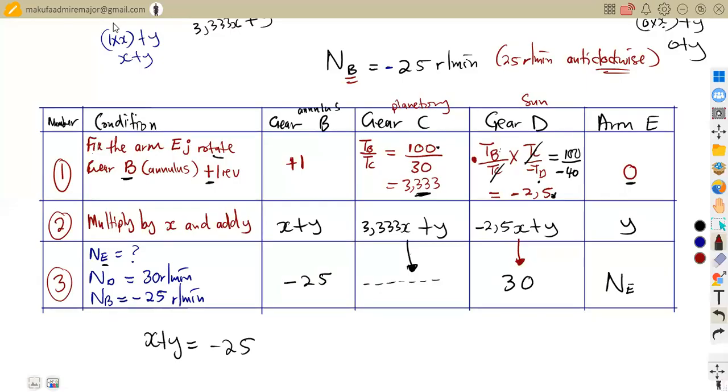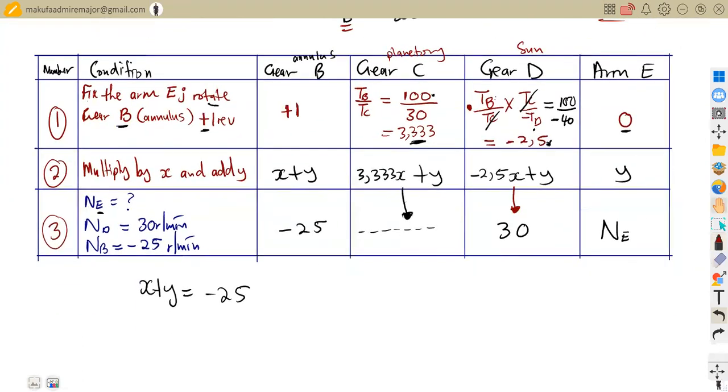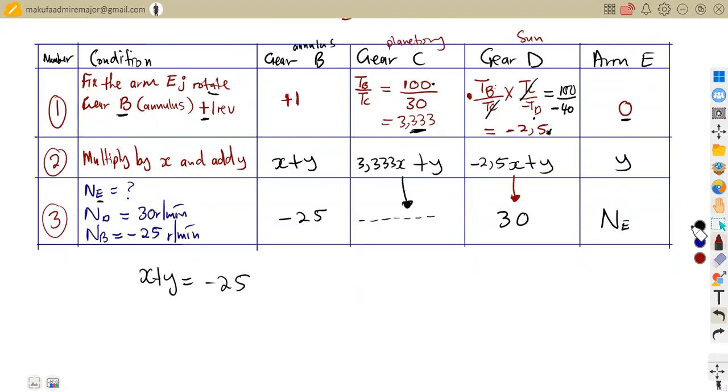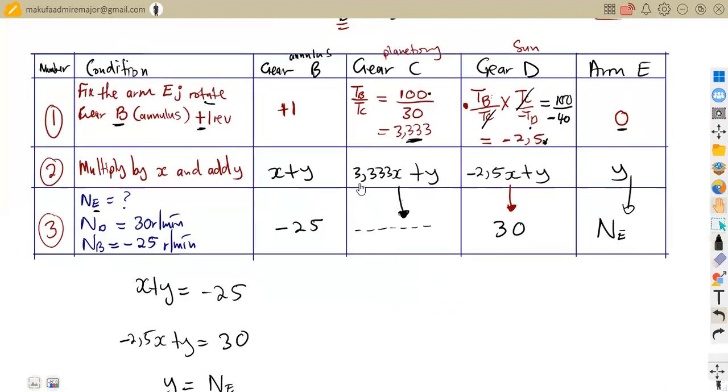So you consider each and every part that you are given. Here I'm going to consider this equal, so I'm having negative 25x plus y being equal to 30. And the last stage here, y is equal to NE, which is the one that we are supposed to calculate. So y is equal to NE. That is the idea. That is the whole part of our item 2 in this case, to calculate.